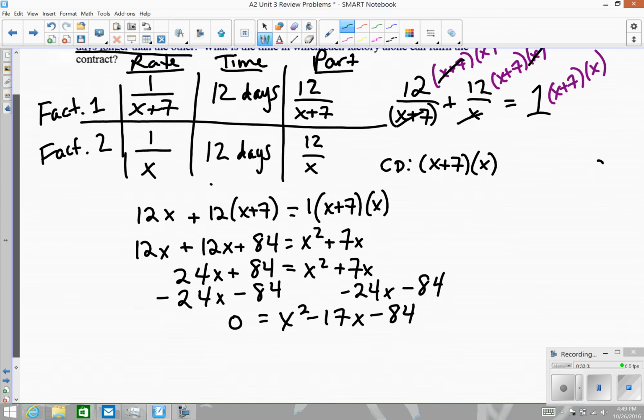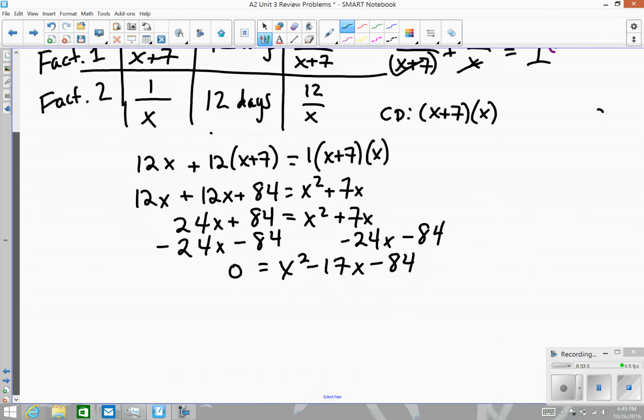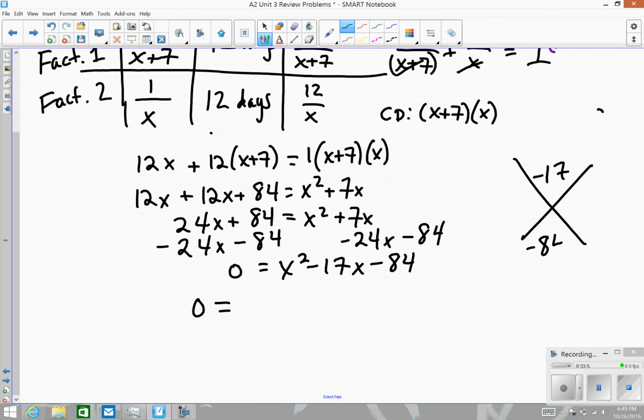Now this is another quadratic, so we can solve it either by factoring if it's factorable, or using the quadratic formula, or completing the square. This one is going to be factorable. Again, I've got 3 terms. I'm looking for 2 numbers adding to negative 17, multiplying to negative 84. I'm going to need another positive and negative, and the 2 numbers I'm going to need are negative 21 and positive 4.